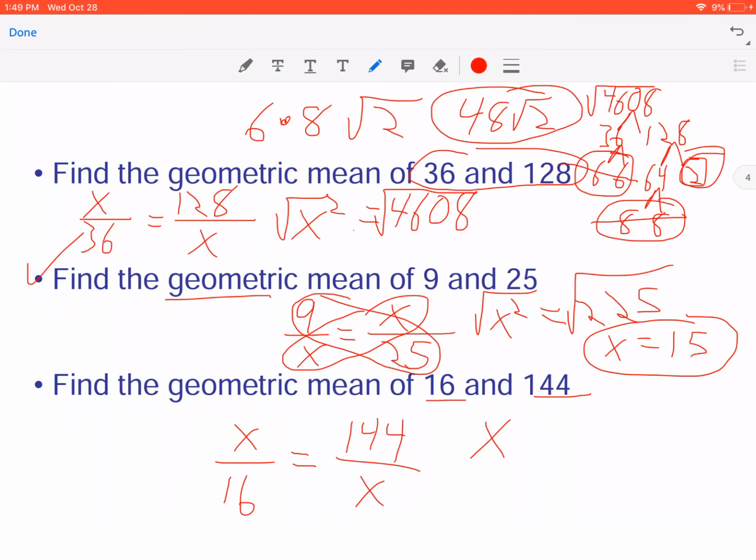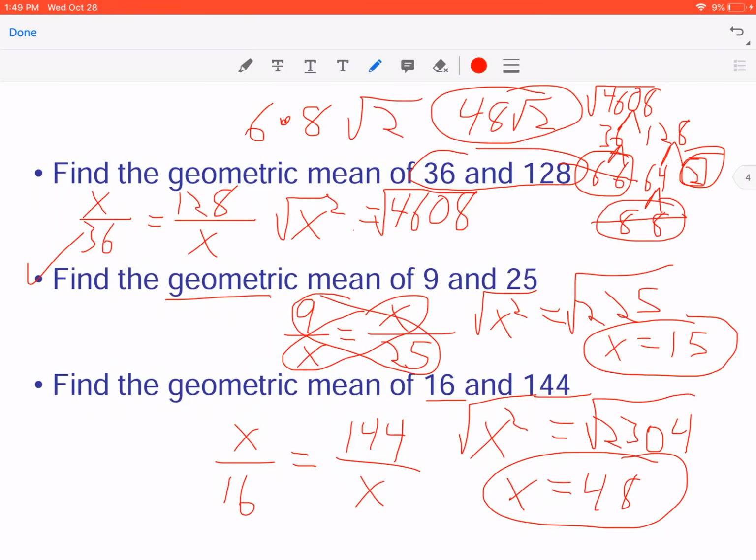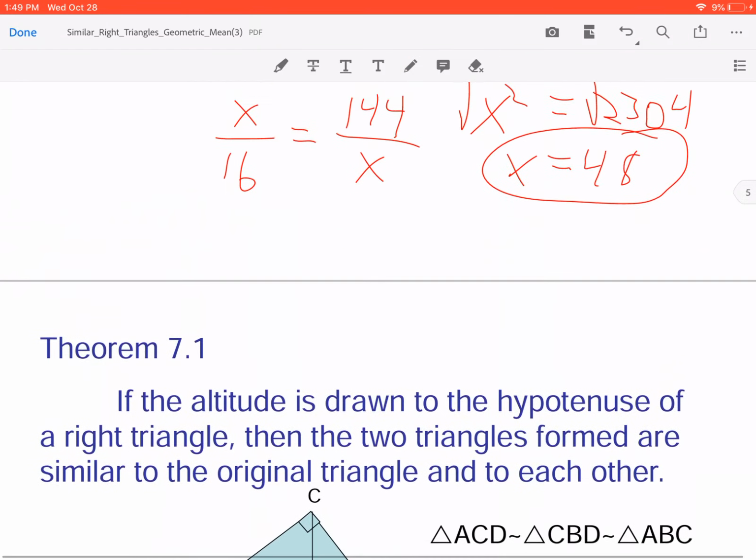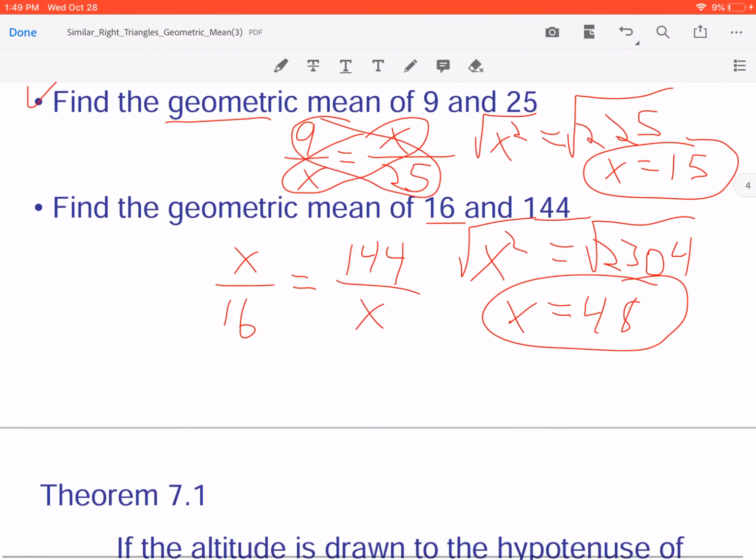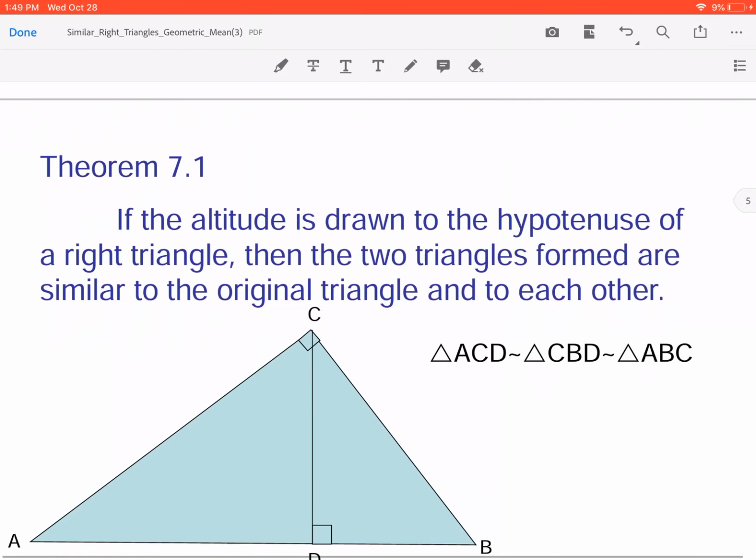Okay, so x squared is equal to, you can do 16 times 144 if you want to, it's 2,304. Square root, take your calculator and check it, the square root of 2,304 is 48. Alright, now, why are we teaching this? Because there is what's called the altitude theorem.